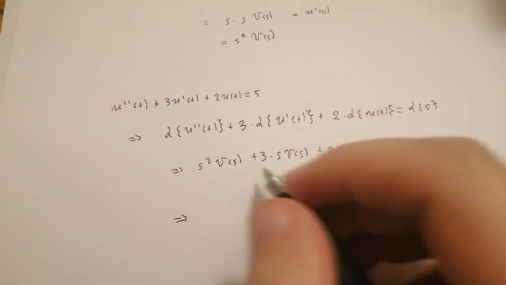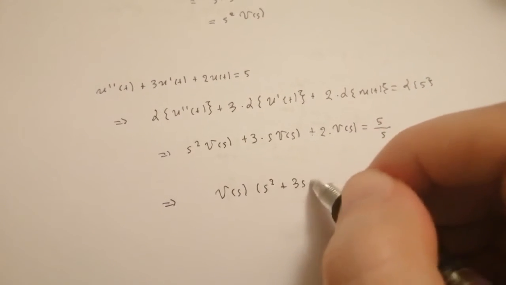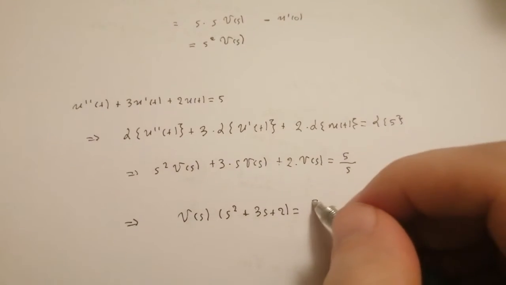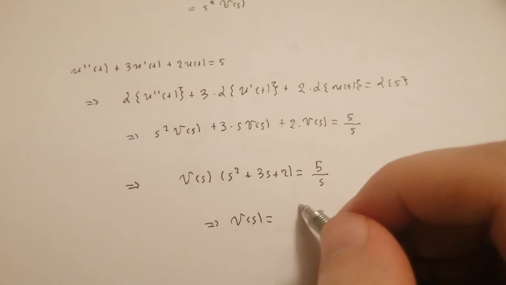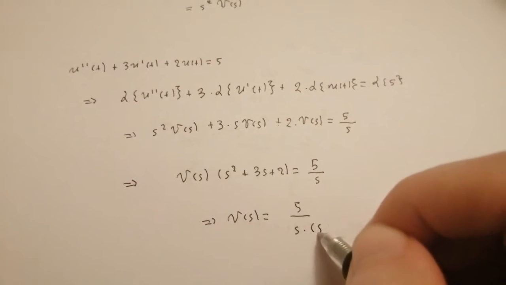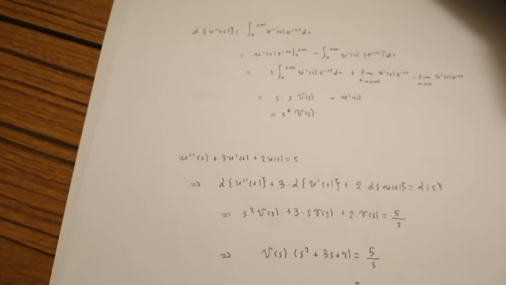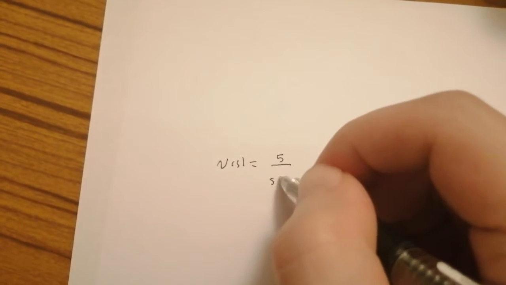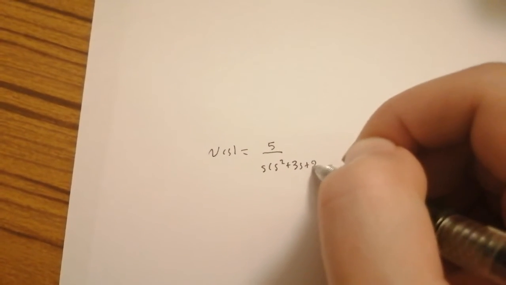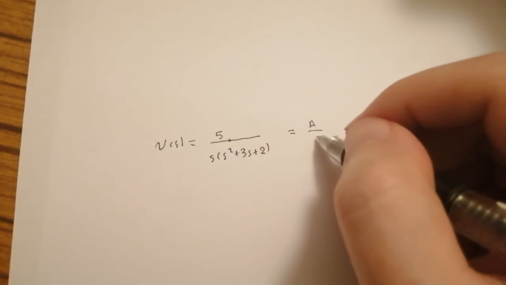I take capital U of s to be the common factor, and inside I have s squared plus 3s plus 2 is equal to 5 over s. I solve with respect to capital U, and this gives 5 over s times (s squared plus 3s plus 2). So U of s equals 5 over s times (s squared plus 3s plus 2). Okay, so I have to break this into partial fractions.